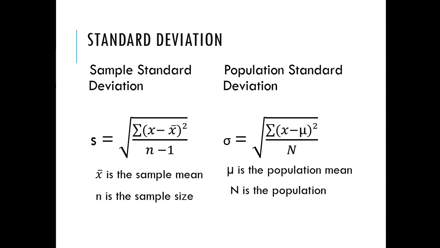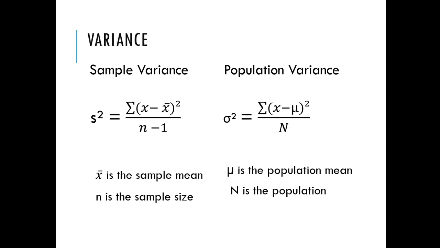So here's the formula for a sample standard deviation and a population standard deviation. Do not do this by hand. Your calculator will do this for you and you don't even have to worry about it. The one thing you do want to notice is that in a sample, you use the sample size minus 1. In a population, we don't account for that, and we just use the population size.